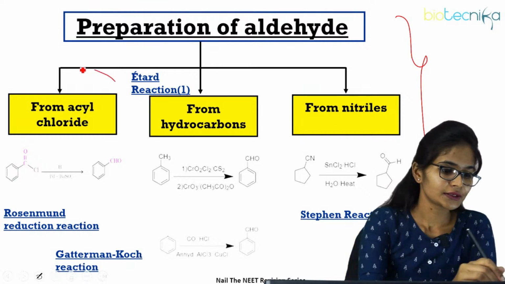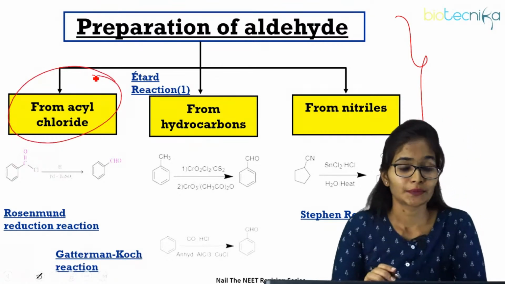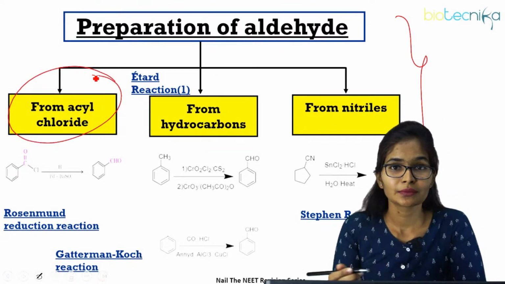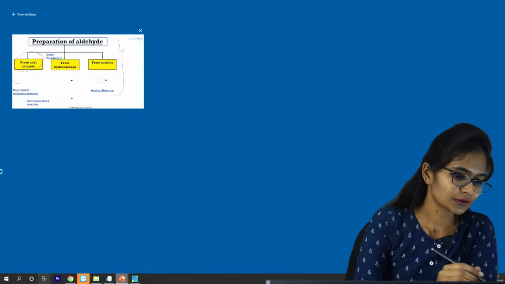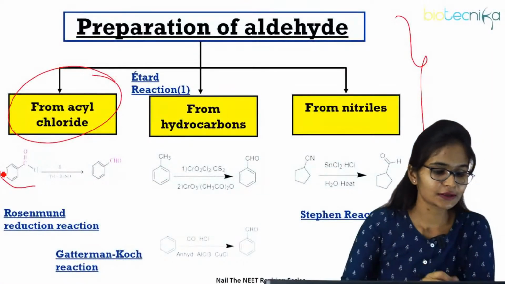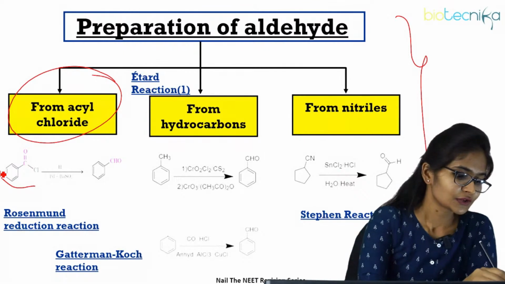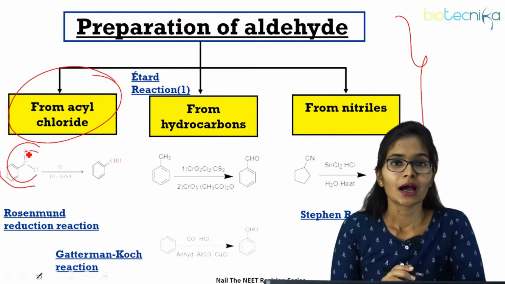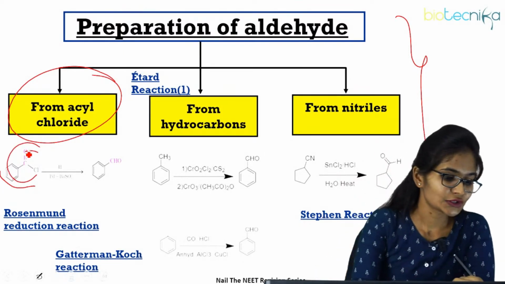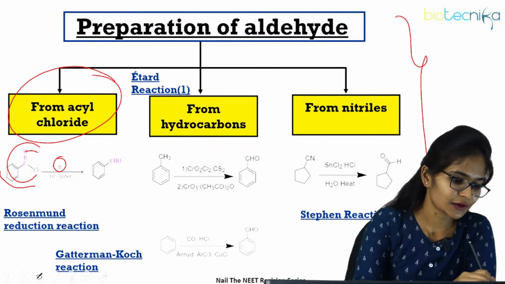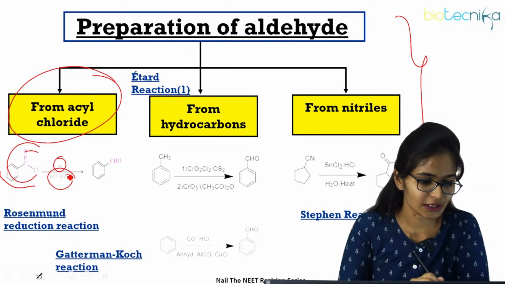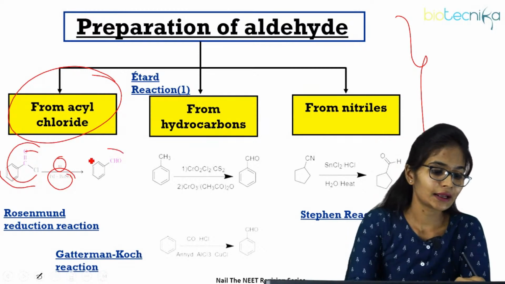Coming to the first, from acyl chloride. How can you prepare aldehyde from acyl chloride? Consider you have benzoyl chloride here. This benzoyl chloride, upon reducing with H2 and palladium in barium sulfate, will give benzaldehyde as a product.